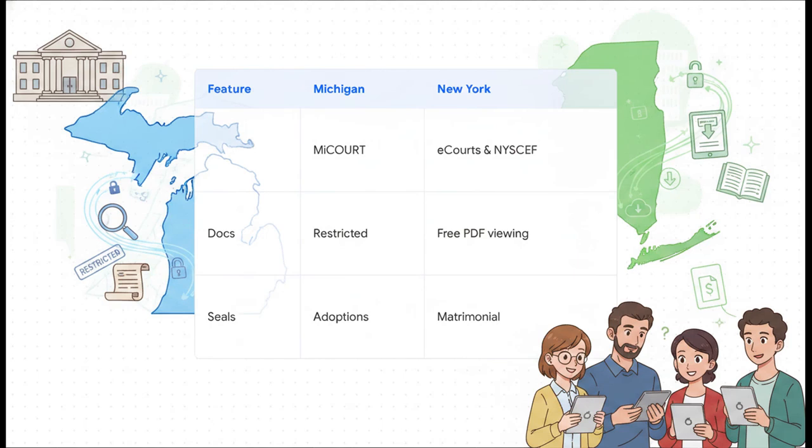When we compare these two systems, the online experience is pretty drastically different. Michigan's main free portal is called McCourt. But here's the catch. Michigan generally won't let you view the actual case documents online for free. You get the index data and a summary called the Register of Actions, but if you want the physical document, you usually have to request it. New York, on the other hand, uses the eCourts and NYSCEF systems. And it's a real game changer because New York actually allows for free PDF viewing and downloading of tons of civil records. So your expectations for what you can get instantly really depend on which state you're searching in.